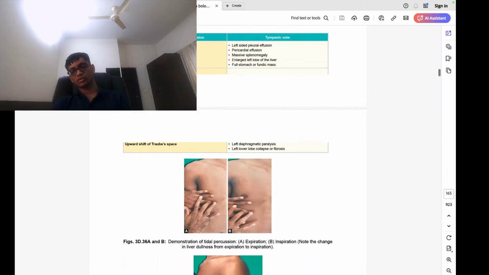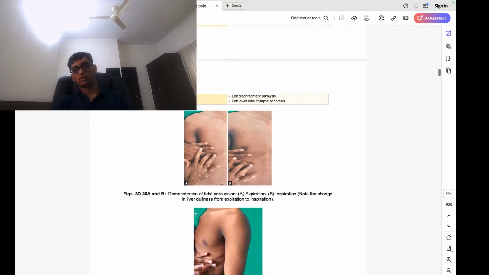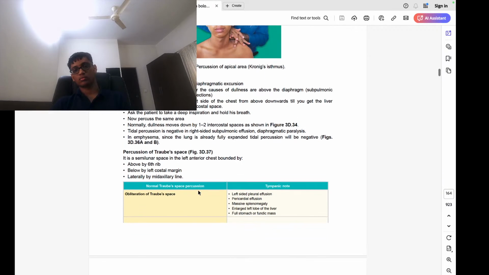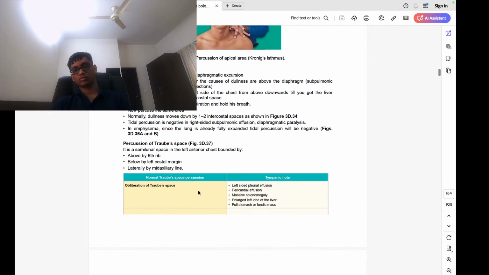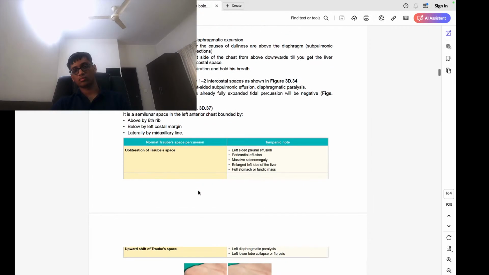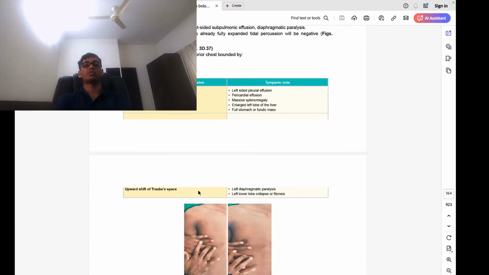Normal Traube's space is tympanic. This is tidal percussion. We can see this is a little bit up and this is a little bit down, about 1 to 2 centimeters. Then also have liver dullness from expiration to inspiration.